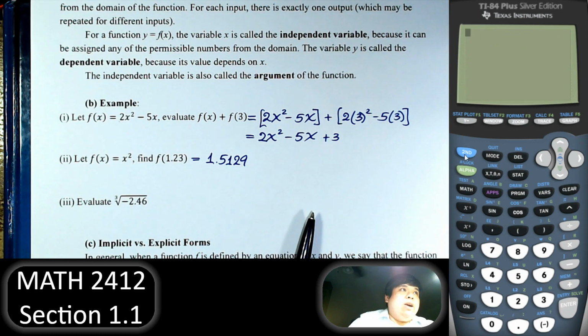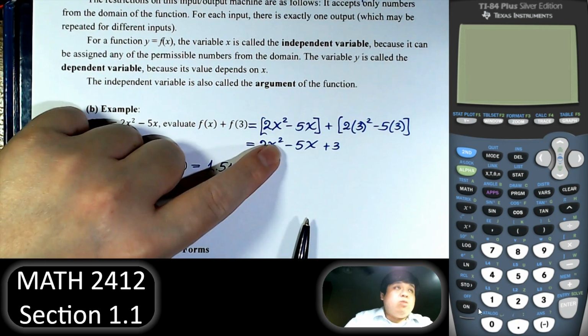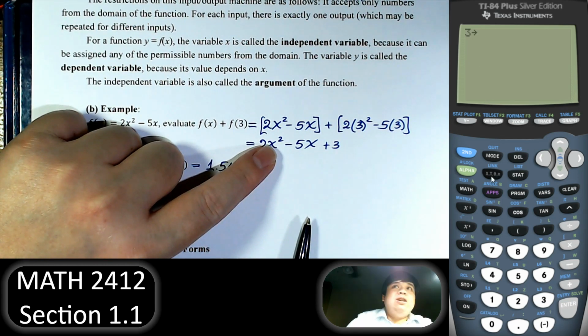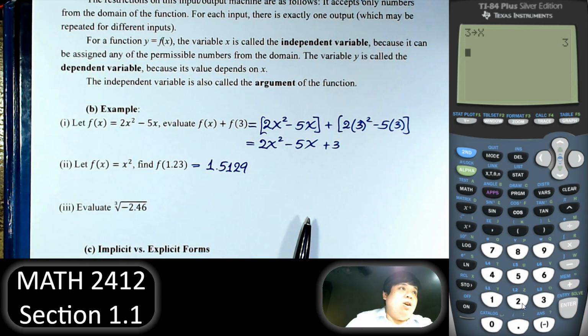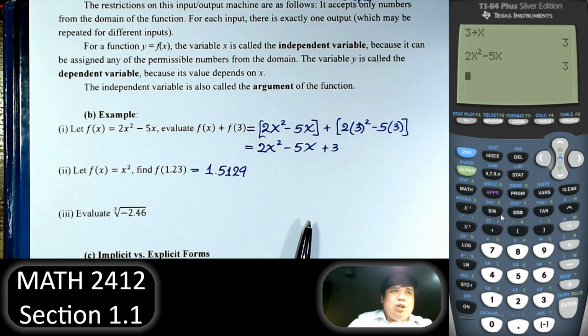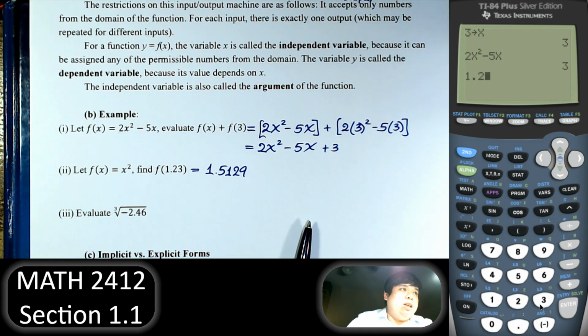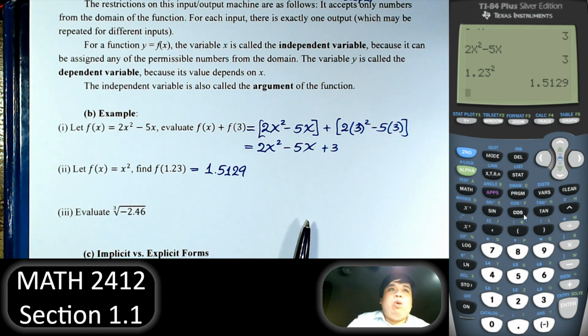Sorry, the calculator did not display properly, so let me do this again. First, on this one, 3 is stored into x, and then we can enter the function 2x squared minus 5x, right? And then we have this. If we want, we can store into x and then do x squared, but since this is just one number, just x squared, I just say 1.23 squared. Now, for this one, I just want to show where the cube root is on that calculator.